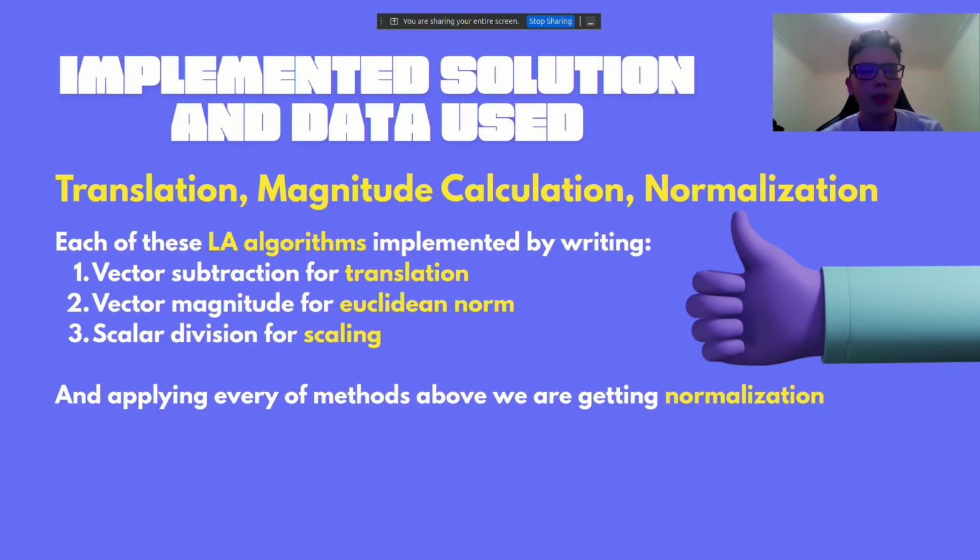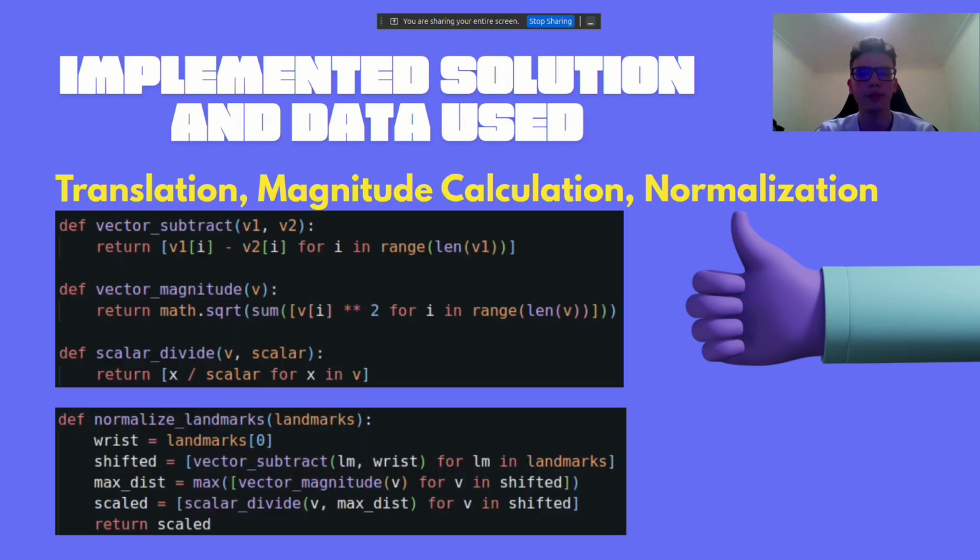Okay, now for the implemented solution and data used. The first methods are translation, magnitude calculation, and normalization. Each of these algorithms is implemented by writing a method: subtraction for the translation, vector magnitude for the Euclidean norm, and scalar division for the scaling. And by applying every method above, we get a normalization. Here is the code, so it's pretty simple, so let's go to the next.